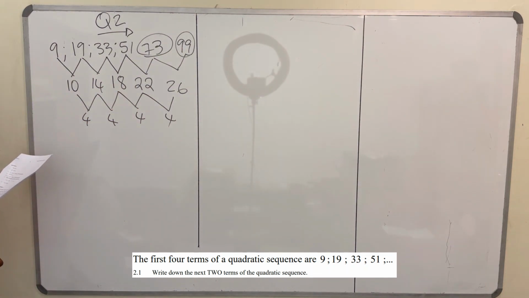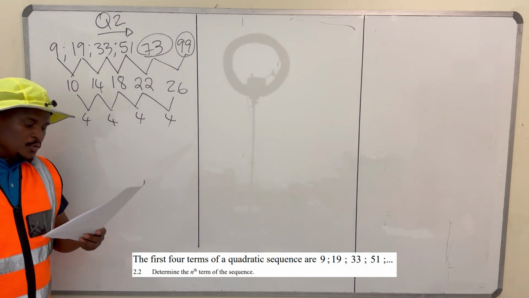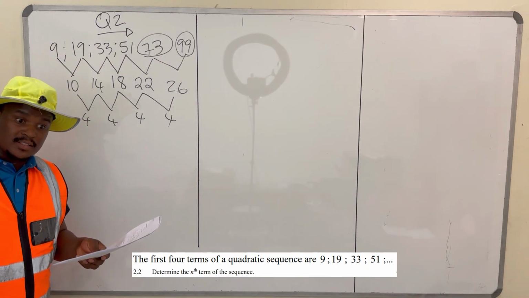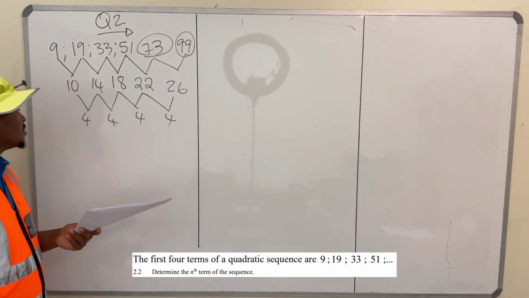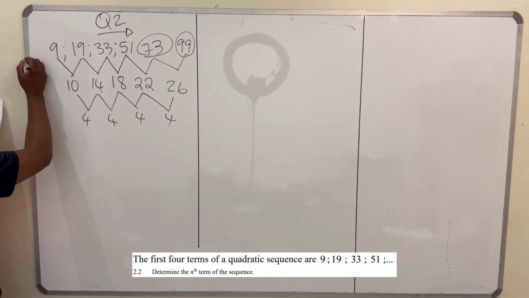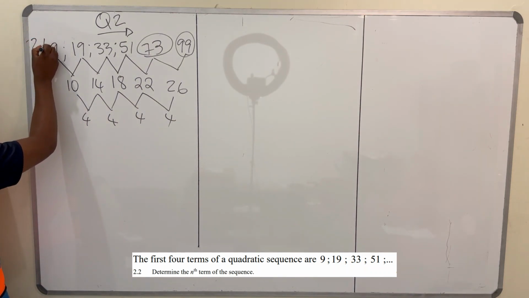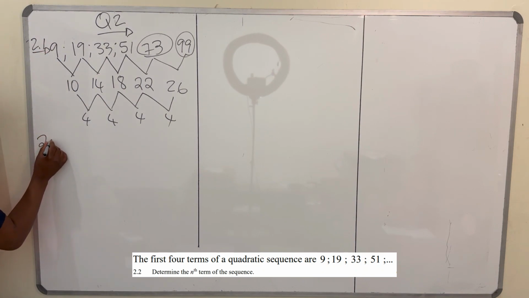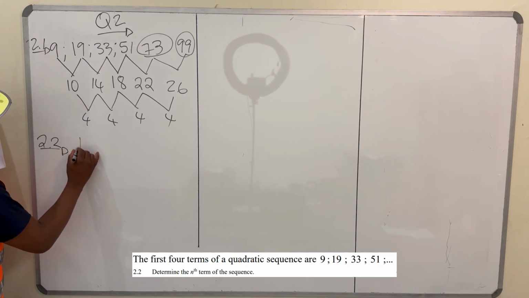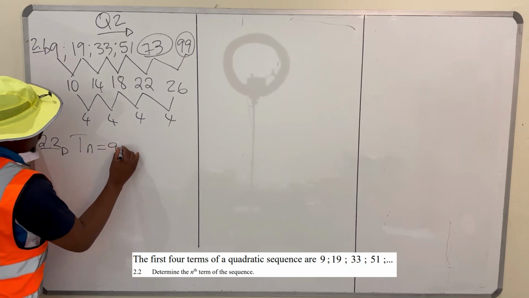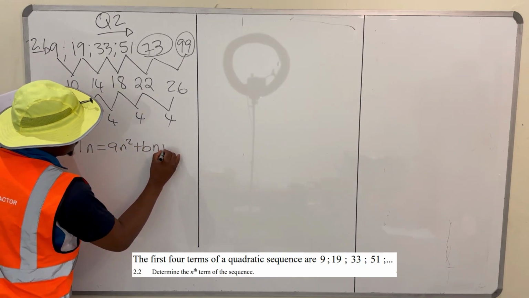Go to the next one. They are saying at 2.2, determine the nth term of the sequence. They want the nth term of the sequence. So this was your 2.1, right? You know the nth term of the quadratic sequence is in the form Tn is equal to an squared plus bn plus c.